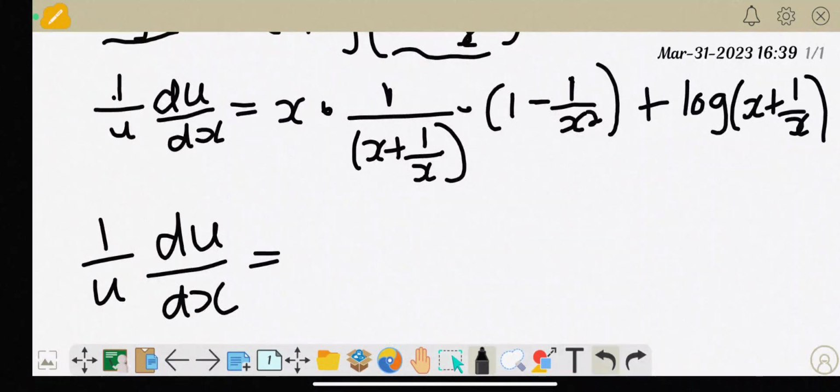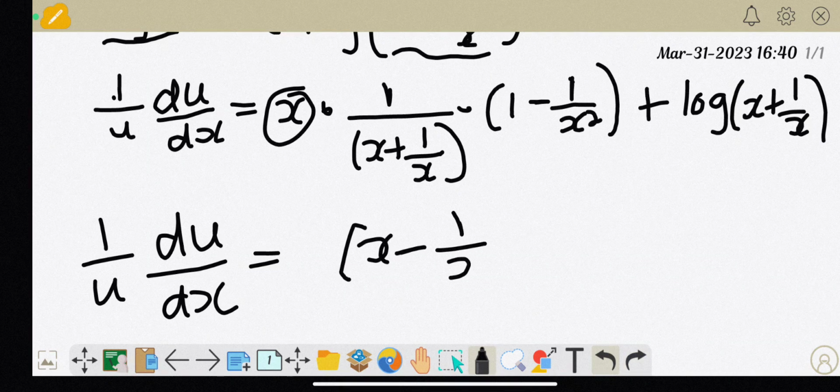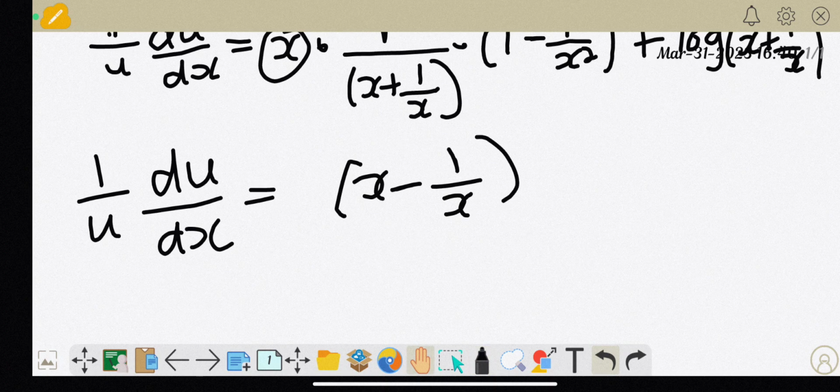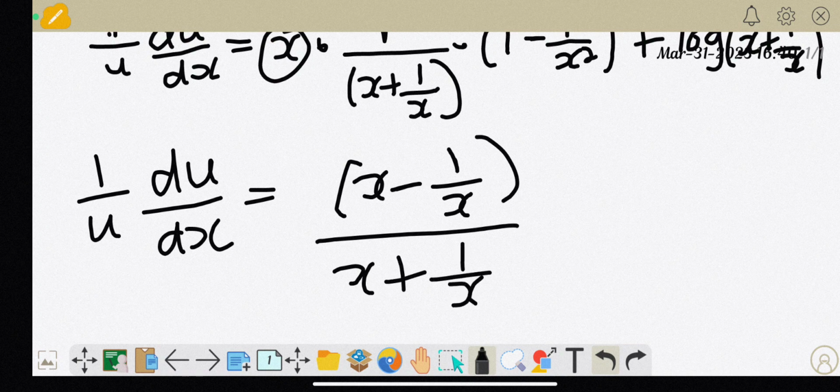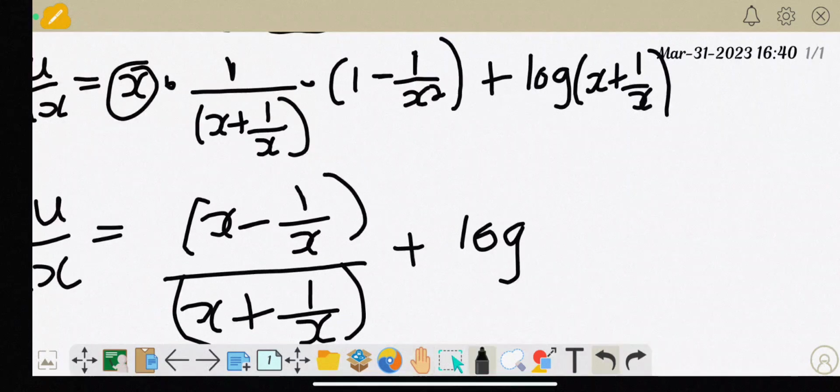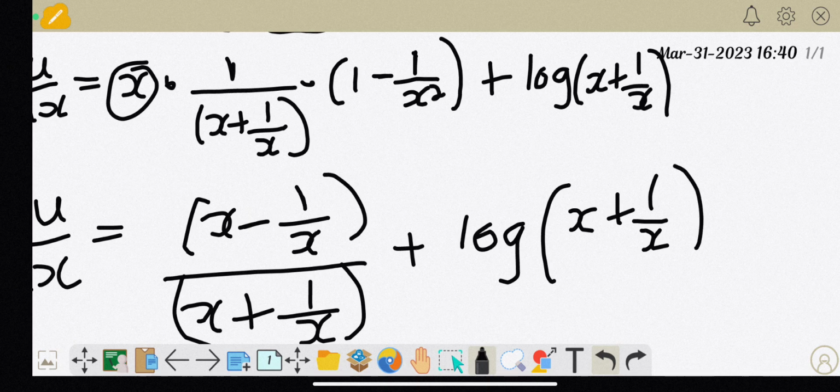Yeah, so let's try to simplify this. So what I will do is I'll multiply this x inside. Okay, so what I will get, x minus 1 by x divided by x plus 1 by x, correct? Plus log of x plus 1 by x, correct?